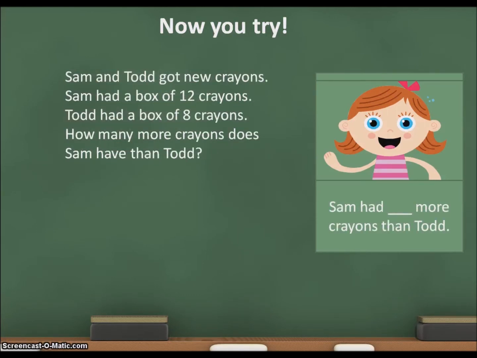Sam and Todd got new crayons. Sam had a box of 12 crayons. Todd had a box of 8 crayons. How many more crayons does Sam have than Todd?